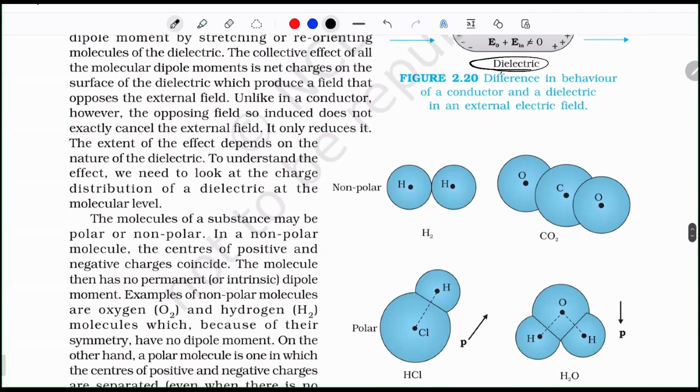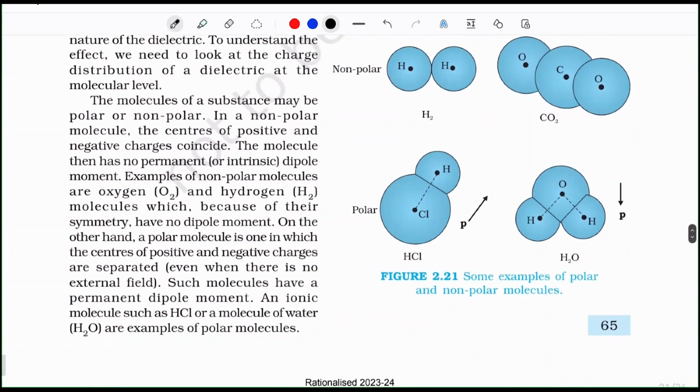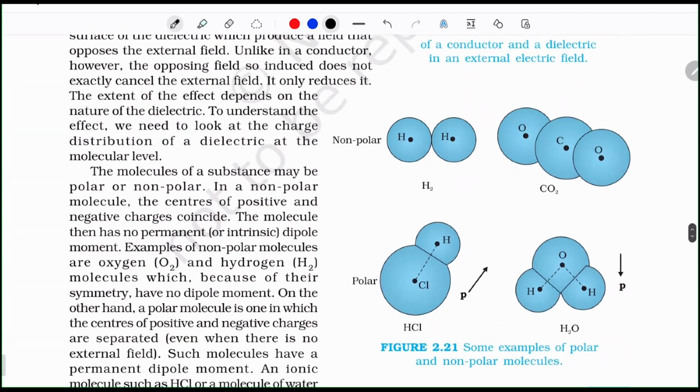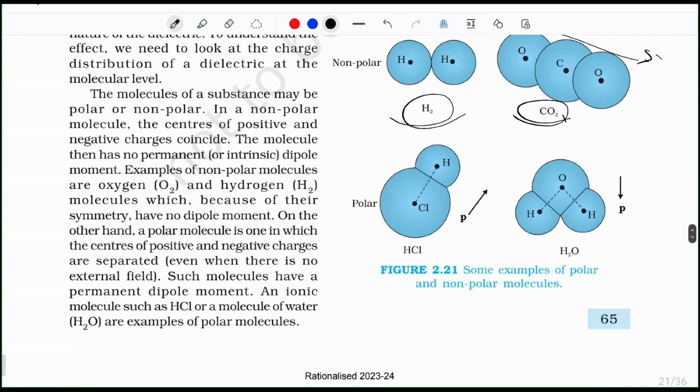So, how does this dielectric work? Well, you have something called a dipole moment, right? You have polar and non-polar molecules. Hydrogen, H2, and CO2 are non-polar molecules because they're symmetrical. In the case of hydrogen, there's no polarity, there's no electropositivity and negativity difference. Whereas in molecules like HCl and water, you have a dipole moment because they're either non-linear or they have an electronegativity difference.